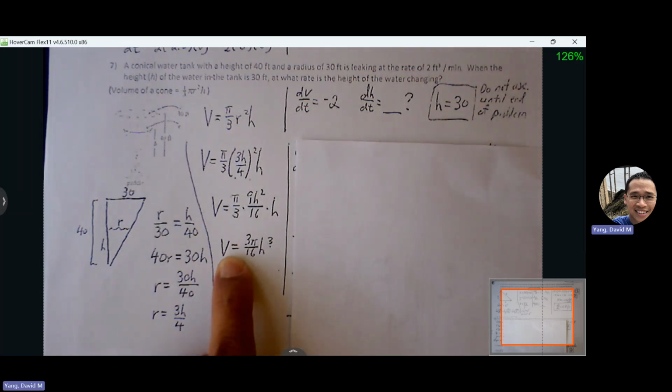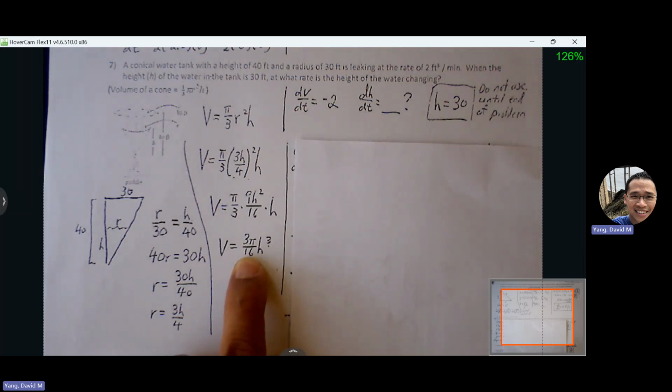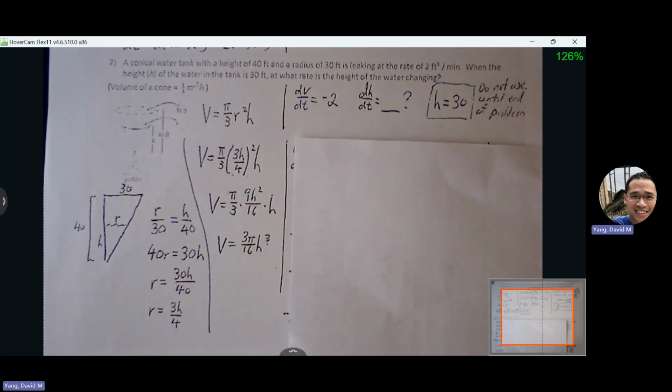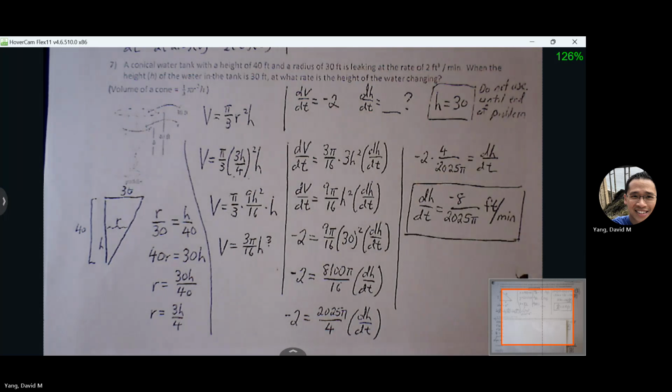Okay, so now derivative: V becomes dV/dt, h cubed becomes 3h squared dh/dt. We keep that 3π over 16. And now we can start plugging in all the values that we have in front of us. Hold on to that pi notation. And in this case, it's going to end up in the denominator.